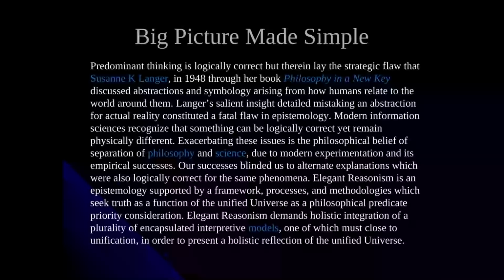What we've tried to do here is create an epistemology that seeks truth as a function of the unified universe that's independent of human physiology. It uses it, and in that sense, it is a superset epistemology because it leverages empiricism and rationalism and constructivism, but it weights those things statistically as a function of the fact that they don't close to unification.